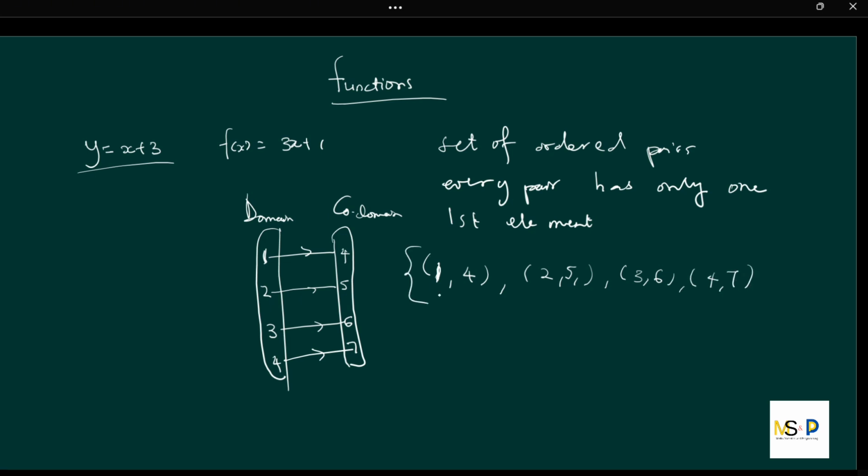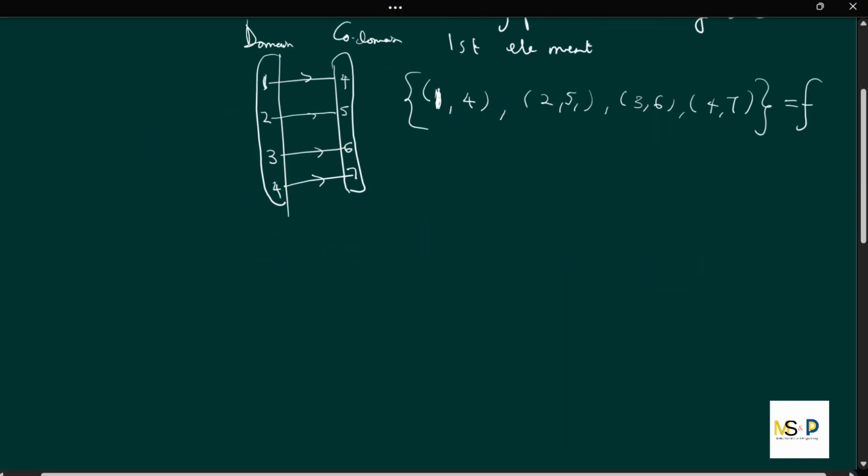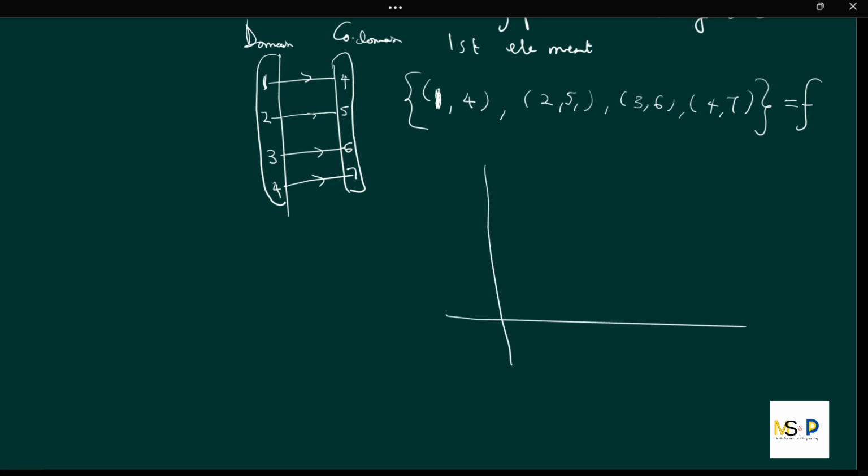This set here is what we call a function. And every single one of these first elements is only appearing once. So if I was to have a visual interpretation of that, it's something like this. All these different ones here.